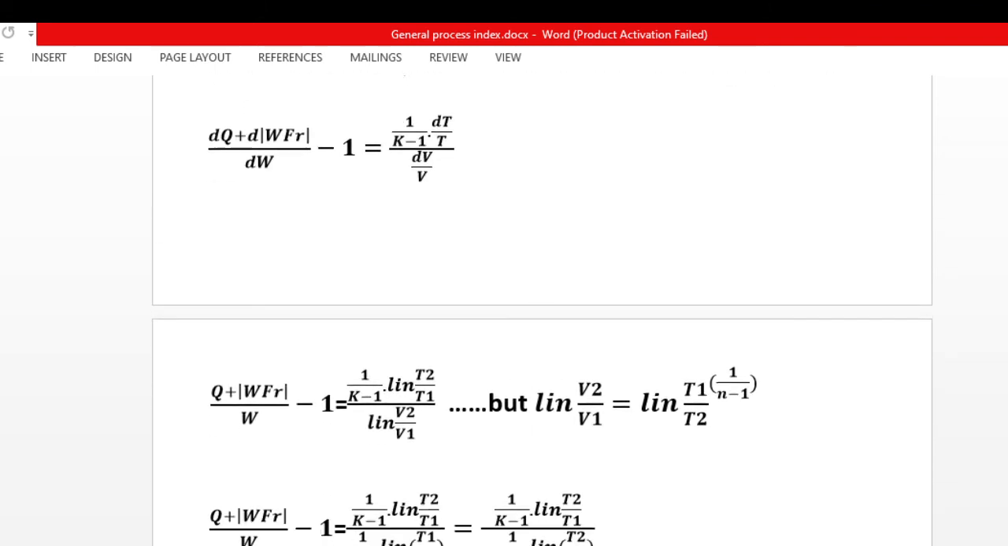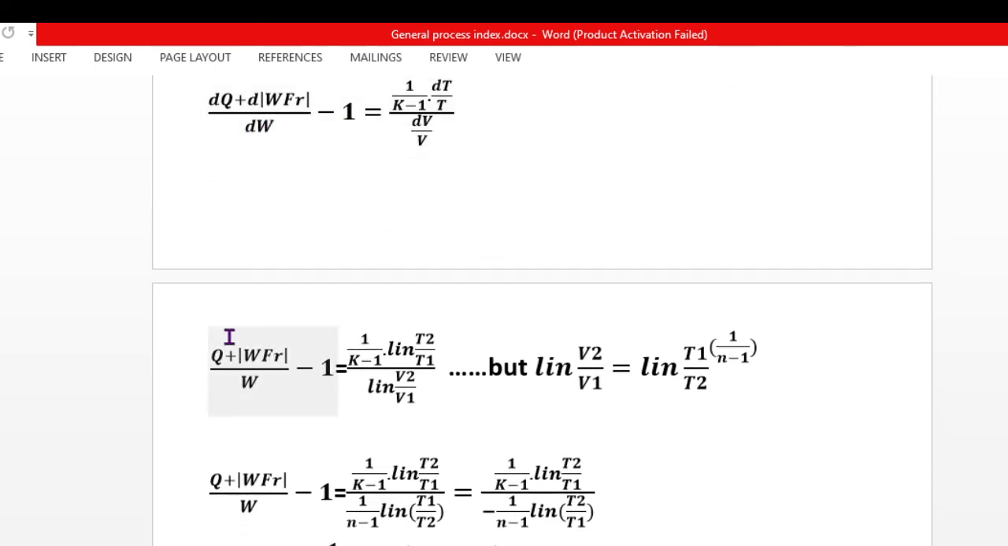Now this is the differential form, and after integrating, we get q plus w friction over w minus 1 equals 1 over k minus 1 ln t2 over t1 over ln v2 over v1. But ln v2 over v1 equals ln t1 over t2 to the power 1 over n minus 1, the assumed process index, of course. So the right-hand side equals 1 over k minus 1 ln t2 over t1 over 1 over n minus 1 ln t1 over t2, because this is v2 over v1 and this is t1 over t2.